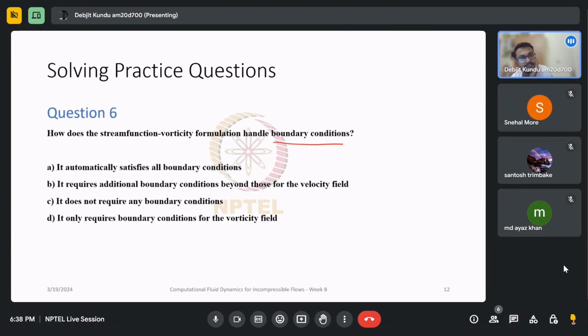What happened? No guesses, anyone? Okay. We have one in favor of option C telling us that it does not require any boundary conditions. It's self-sufficient. Atmanirbhar.